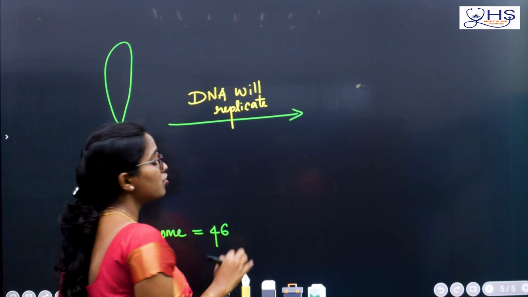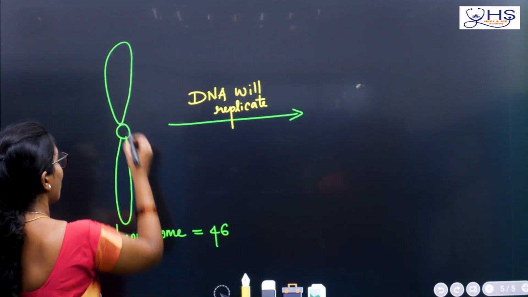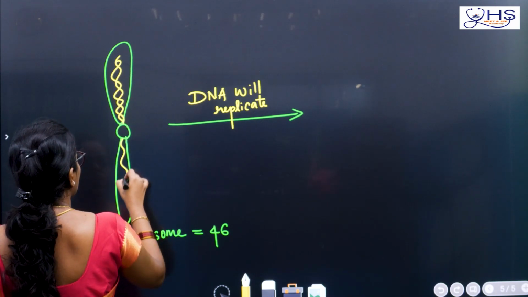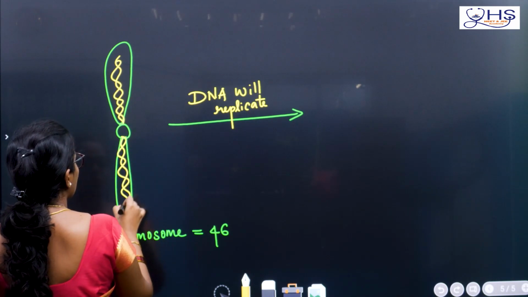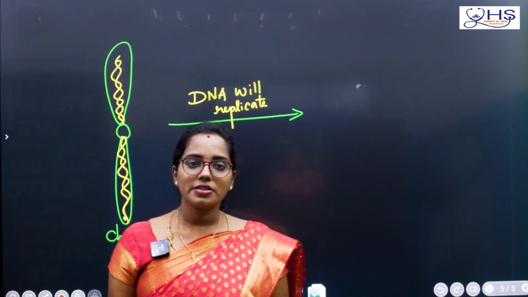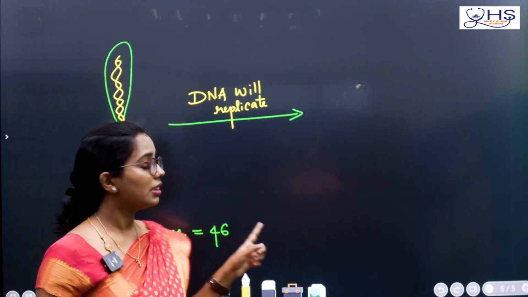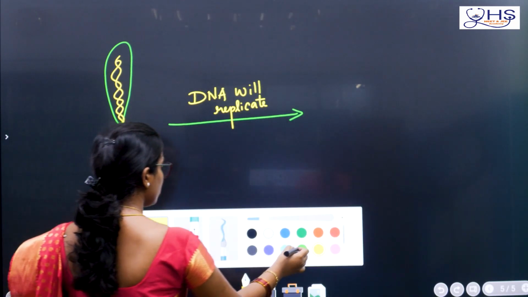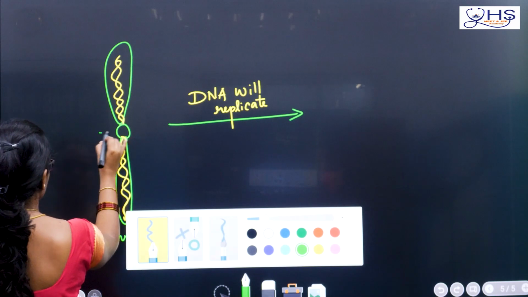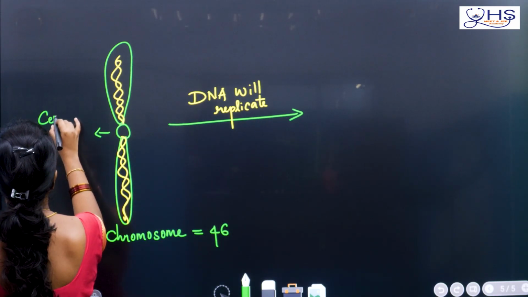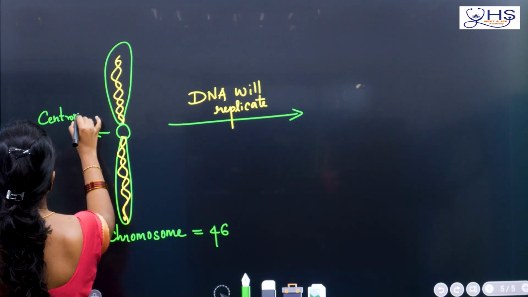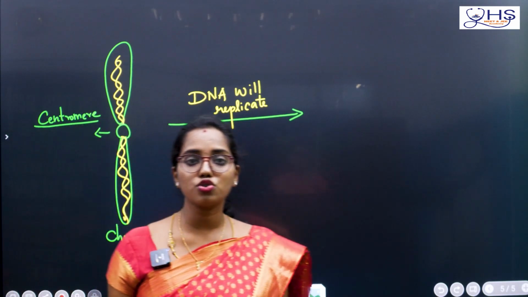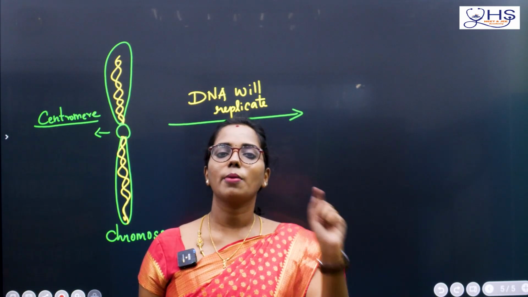Okay, replication of DNA will happen so that the amount of DNA which is present in the chromosome doubles. The point you have to remember is the chromosome number will never double, only the amount of DNA will double. Okay, and here we are going to learn the importance of this structure called centromere. What is the importance of centromere? The number of chromosomes is counted according to the number of centromeres.